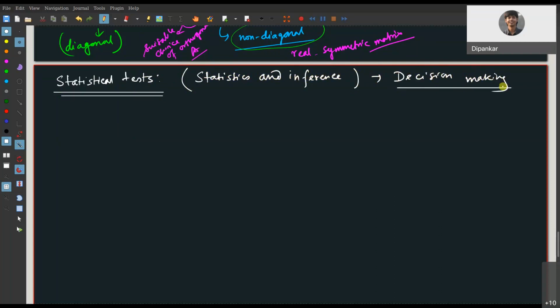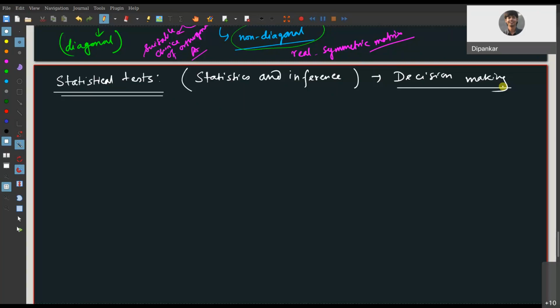Here we shall discuss how we can perform statistical tests designed in a suitable manner to make decisions. Now, what kind of decisions are we talking about? We have to make this more precise: what I mean by decision and what kind of conclusions we expect to draw from statistical tests.